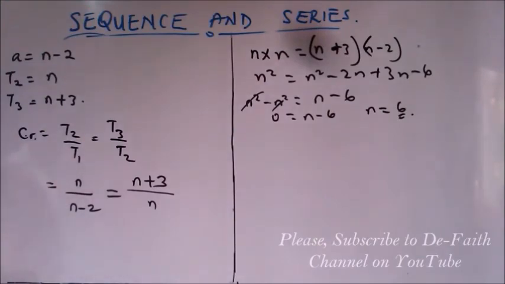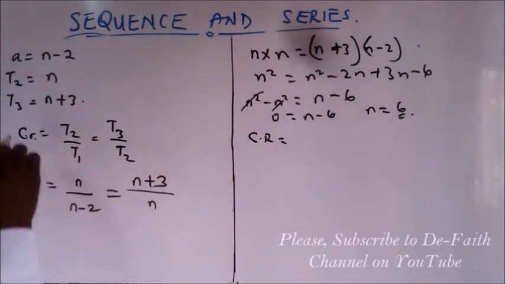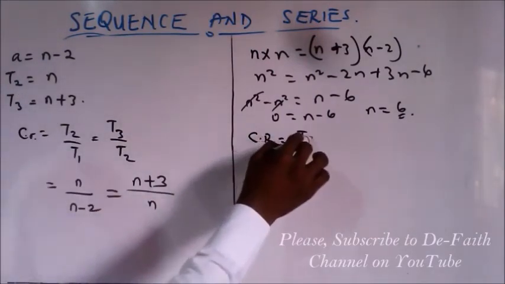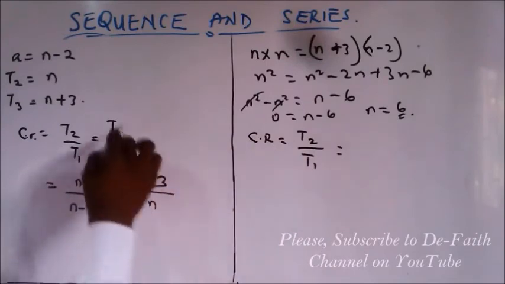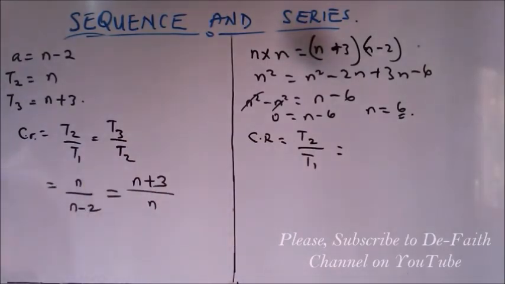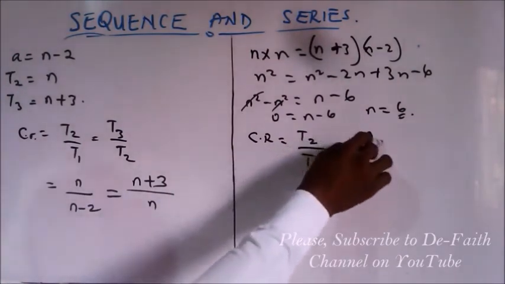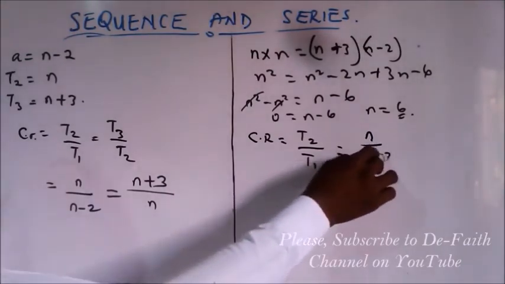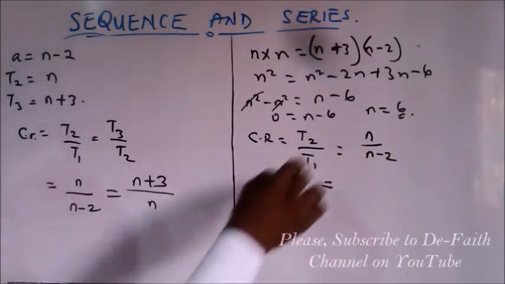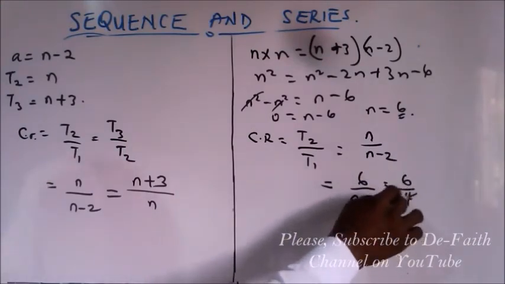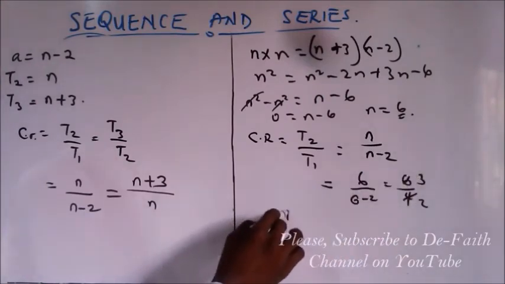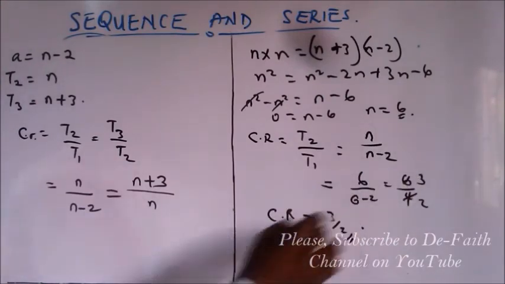That's the value of n. But then we have to find the common ratio. So the common ratio is, just as I said, second term over first term, or third term over second term. But let's use this. Now the second term is n, and the first term is n minus 2. So with this information, n is 6. So we have 6 over 6 minus 2, which is 4. And so our common ratio equal to 3 over 2.